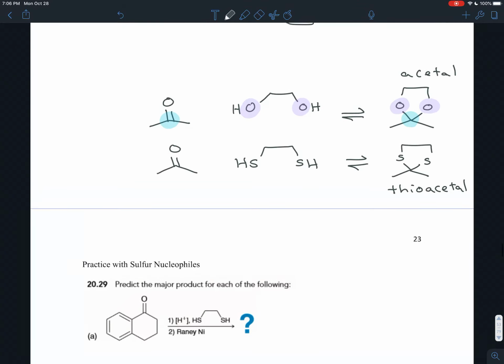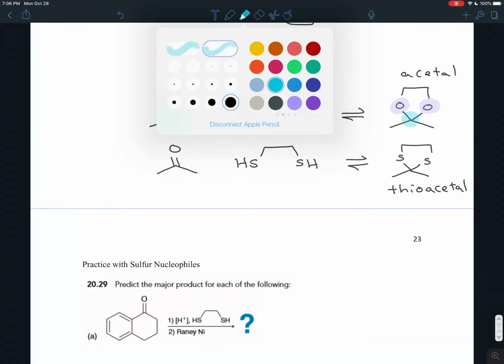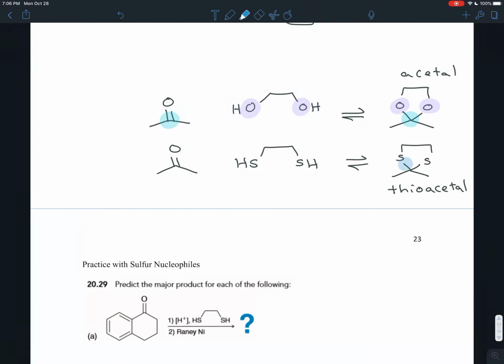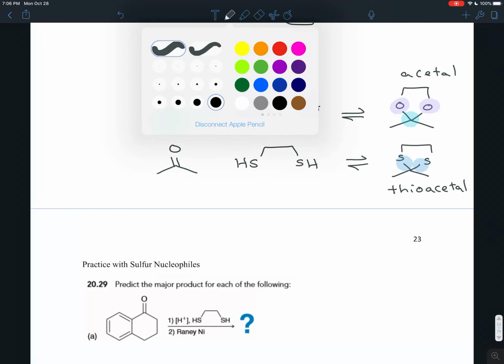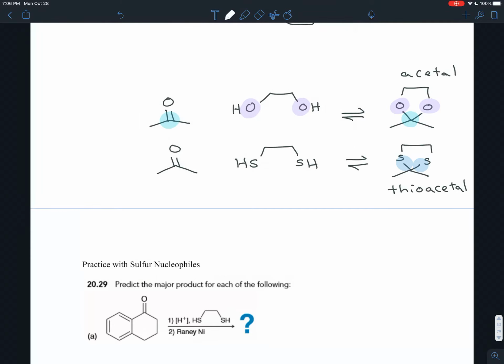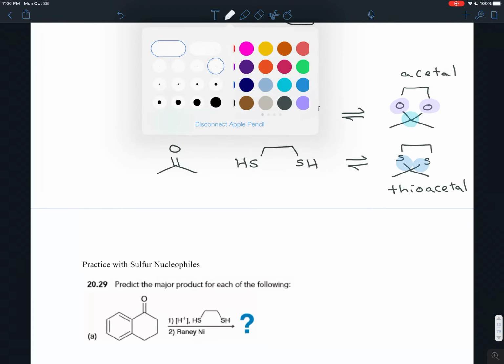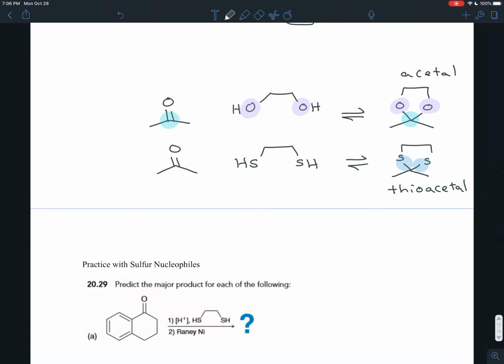Now, thioacetals can be removed, they can be reduced. You can take the two bonds to the sulfurs, and you can replace those with bonds to hydrogens. That's what reduction means in organic chemistry. You take a bond to something that's electronegative and you replace it with a bond to a hydrogen. So you can replace that with bonds to hydrogens, and notice that normally you wouldn't draw those hydrogens.